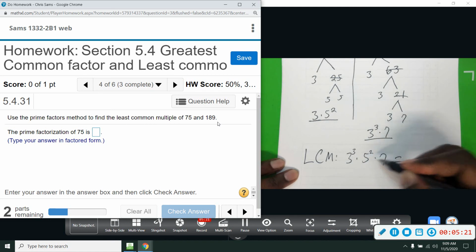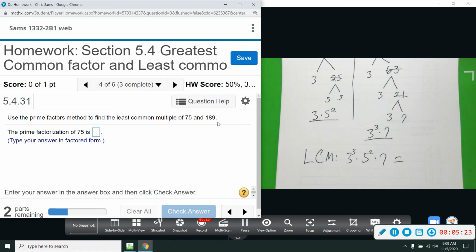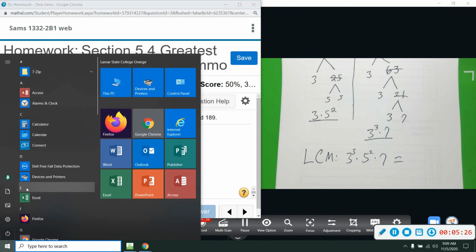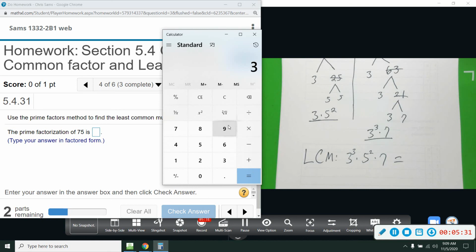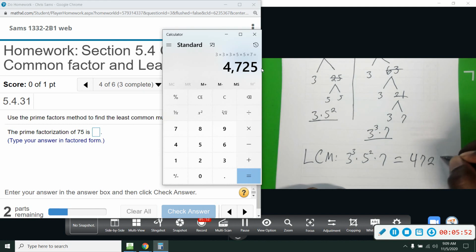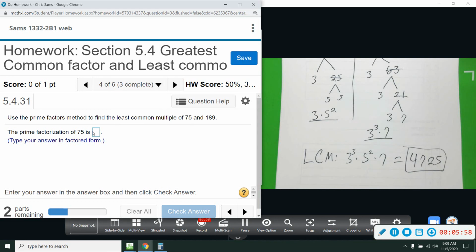So let's do that. 3 times 3 times 5 times 5. Times 5 times 7. 3 threes, 2 fives, and 7. 4725. Okay. So now let's just enter it.